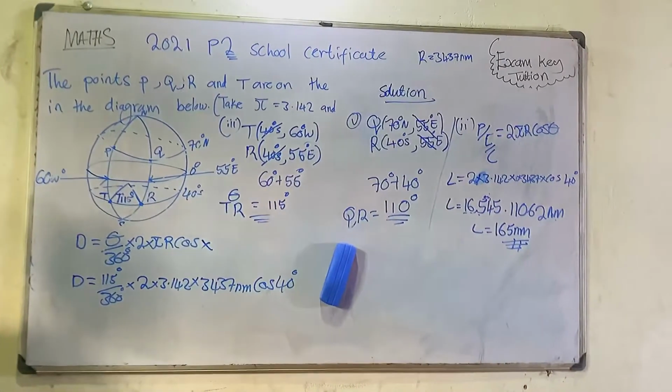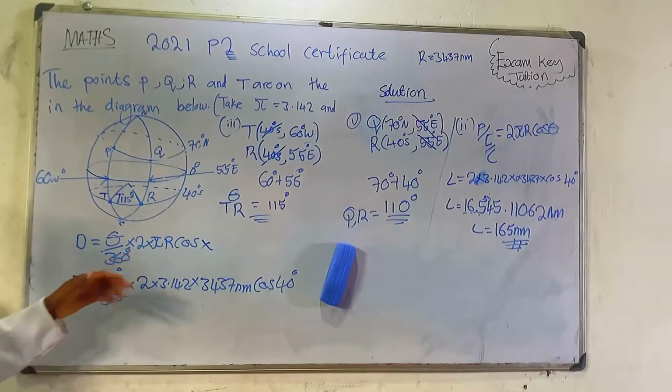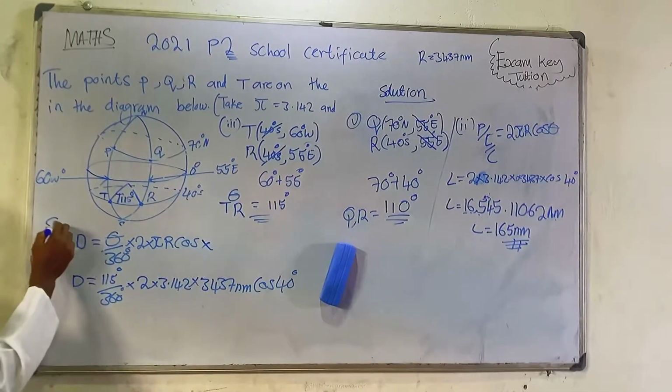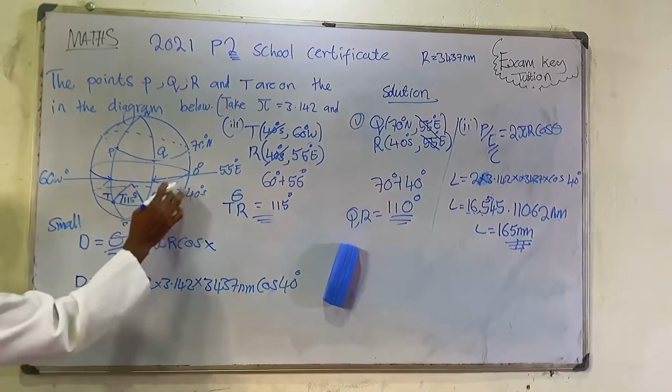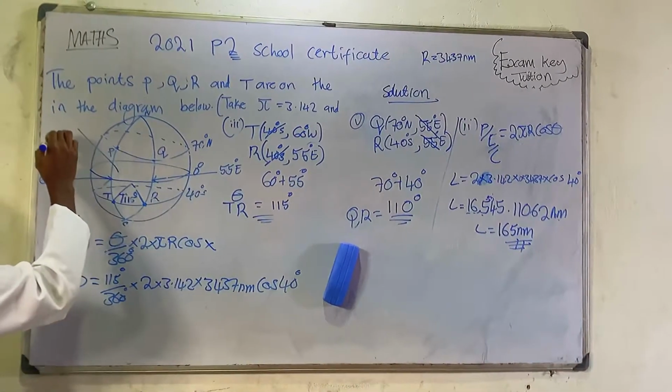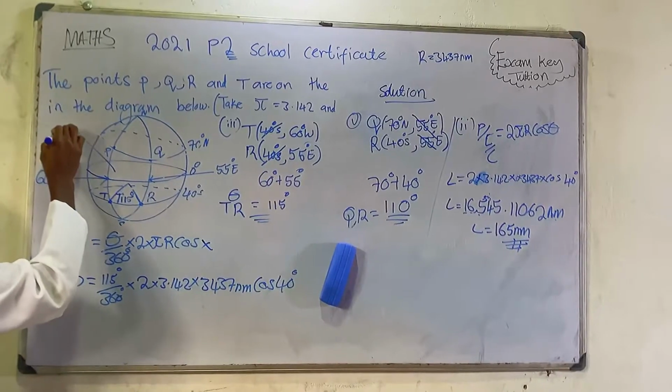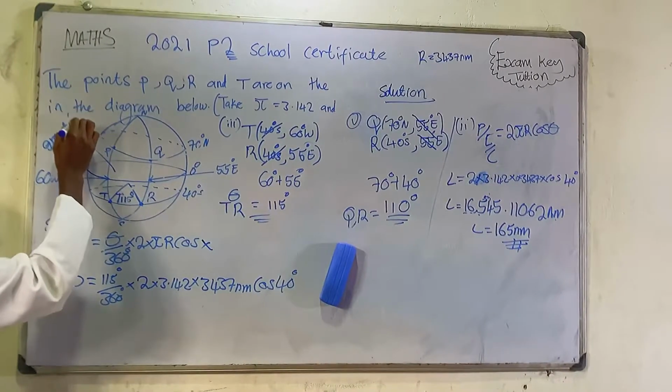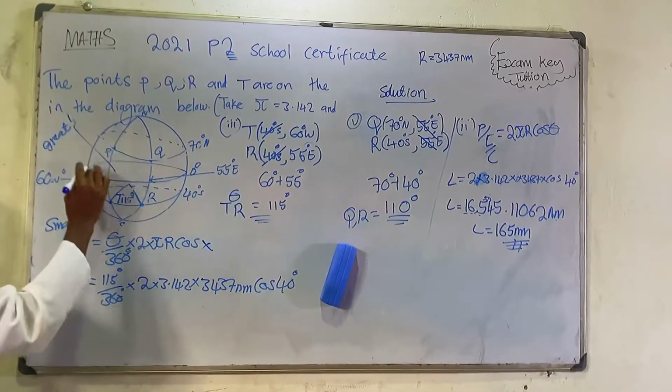Yes, sir. Now here it's a formula for a small circle. The latitude here is a small circle. The longitudes here are big circles. If you check the equator again, it's a big circle or great circle. The equator is a big circle or great circle.